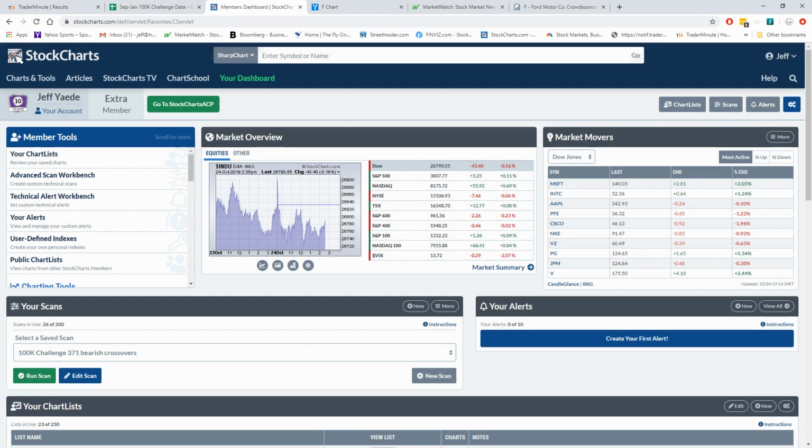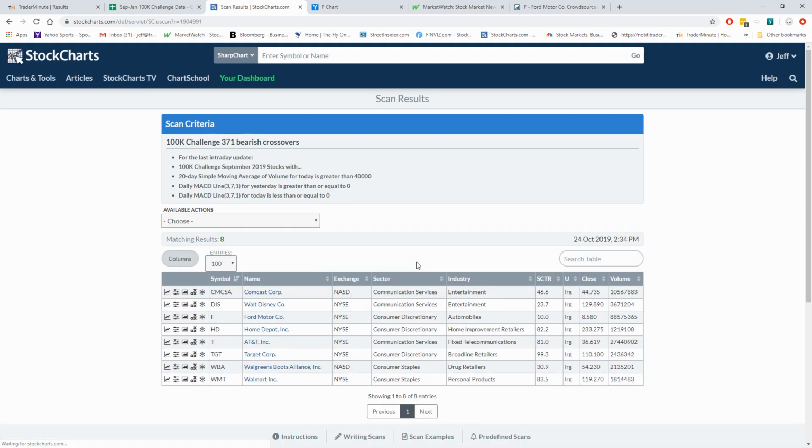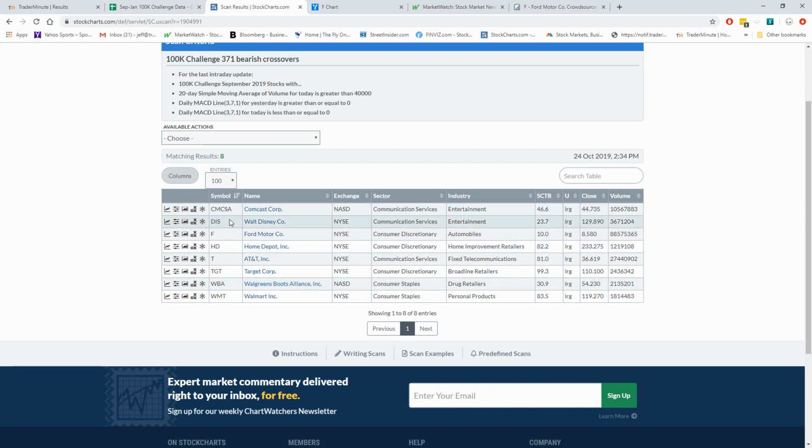There are plenty of crossovers though, and I was surprised some didn't trigger. Disney was the one I was surprised on. Comcast, not surprised. Home Depot, no. None of these others really even had a chance. But Disney had a shot.